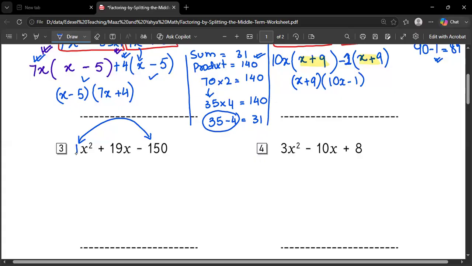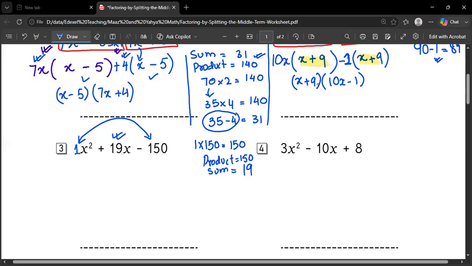So here is 1, okay? And then you will multiply this 1 with 150. 1 with 150, you will get 150 here, okay? Now find out the two numbers whose product should be equal to 150 and the sum should be equal to this middle term, which is 19. Yes, the product should be 150 and the sum should be equal to the middle term, which is 19. Now think about the two numbers.